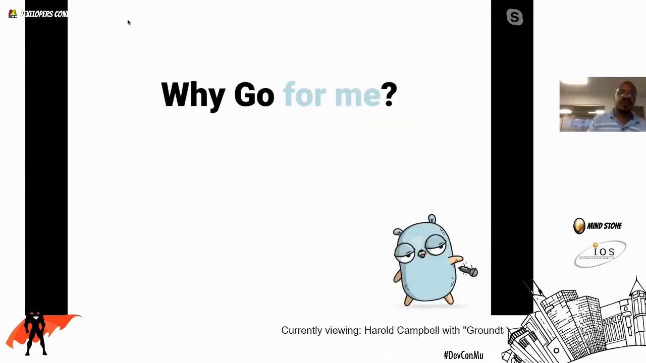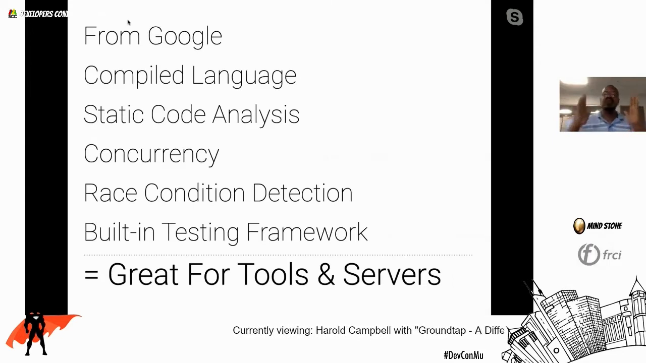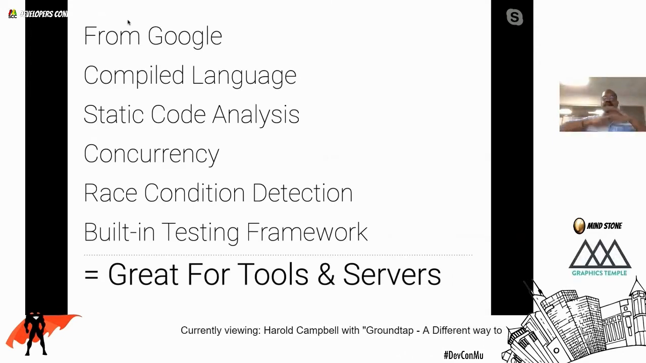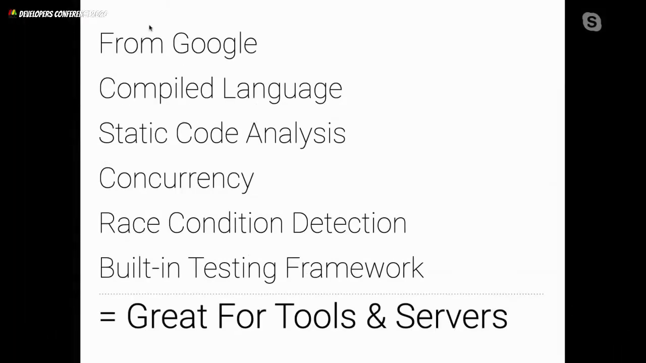So why did I choose Go? Well, if I had to pick one slide to summarize everything, this would be the slide. Go is great for building tools, especially server-related tools, because of the last three things. The first three are important too, but for me, I found the last ones to be super important.